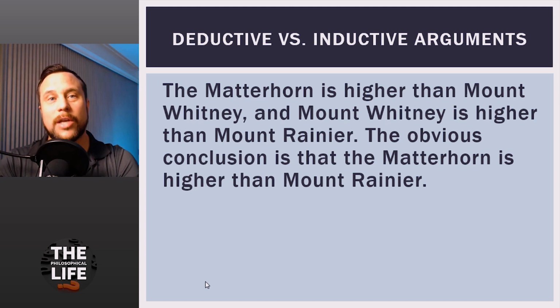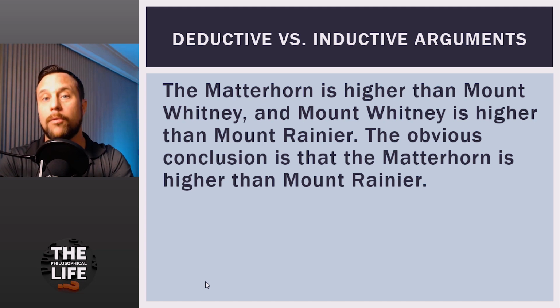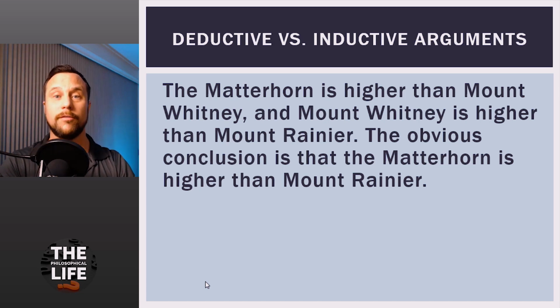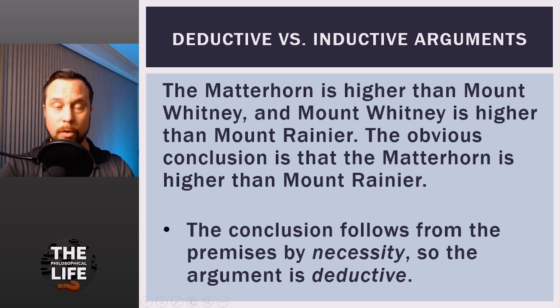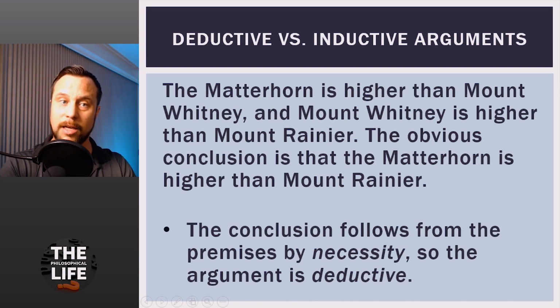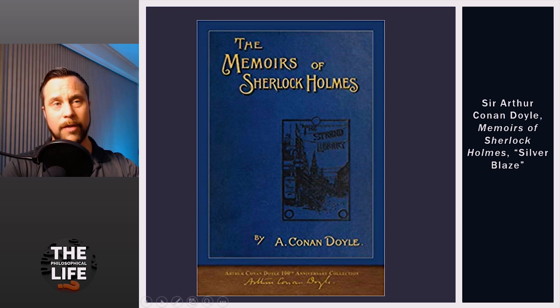The Matterhorn is higher than Mount Whitney, and Mount Whitney is higher than Mount Rainier. The obvious conclusion is that the Matterhorn is higher than Mount Rainier. So let's assume that it's true. The Matterhorn is higher than Mount Whitney, and let's assume Mount Whitney is higher than Mount Rainier. Well, then it just follows of necessity that the Matterhorn must be higher than Mount Rainier. So the conclusion follows from the premises by necessity. The argument is deductive.